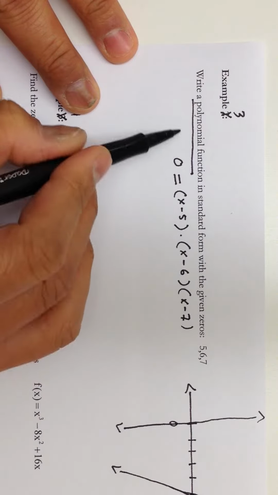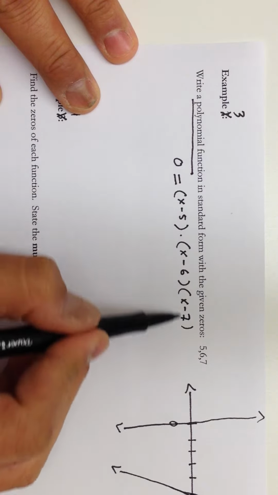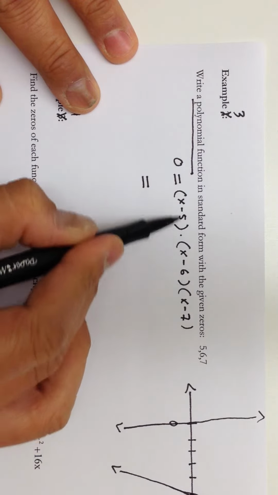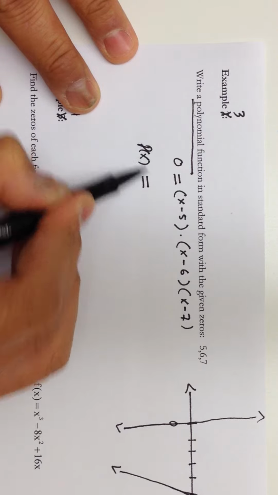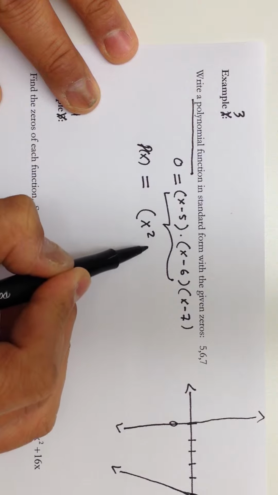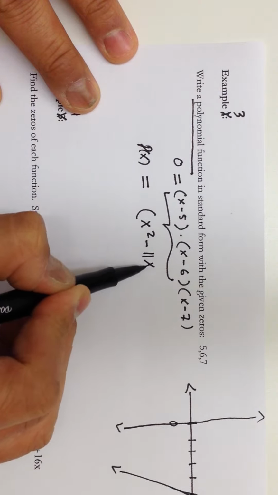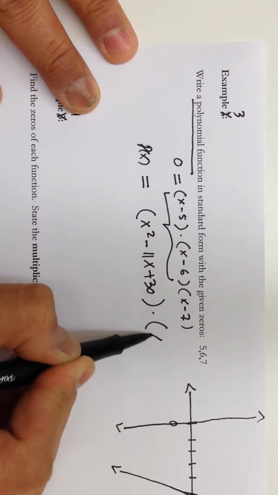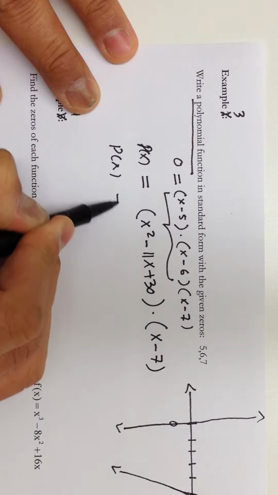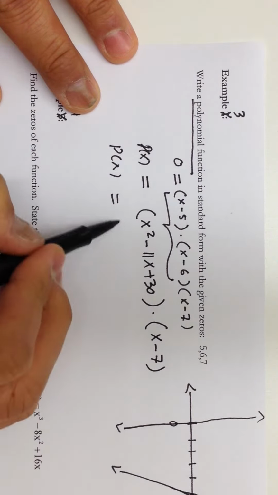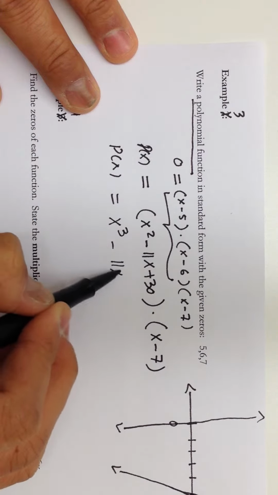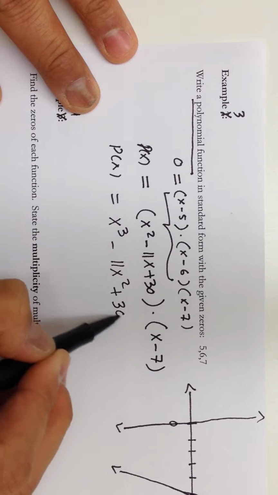All right? And so, in order for us to get the polynomial, all we have to do is multiply all these together. Let's start with these two. We're going to get x squared minus 11x plus 30. And then now multiply it with the binomial x minus 7. So if we multiply that with x minus 7, we're going to get x cubed, negative 11x squared, plus 30x.